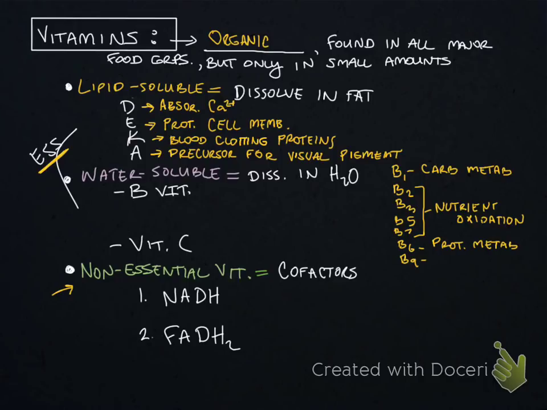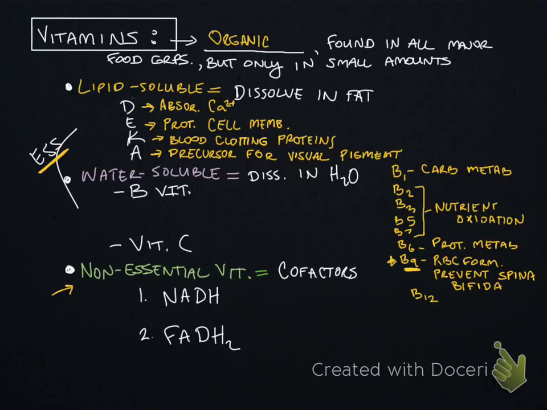B9, which is folic acid, is used for red blood cell formation. And it actually helps to prevent birth defects in pregnant women. It's in their prenatal vitamins, and they need enough B9 or folic acid so that whenever their baby is developing in the womb, they don't develop what's called spina bifida.